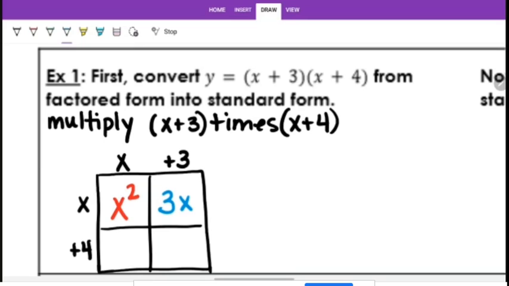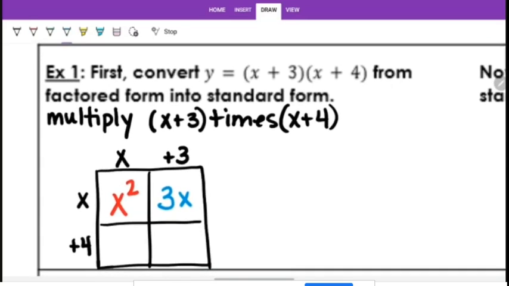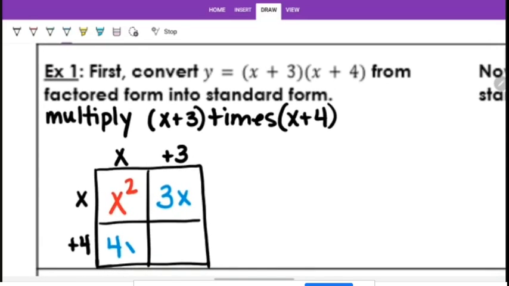In the bottom left, we're taking 4 times x. That'll give us a positive 4x. And then finally, in the last box, we're going to take positive 3 times positive 4, which gives us positive 12.